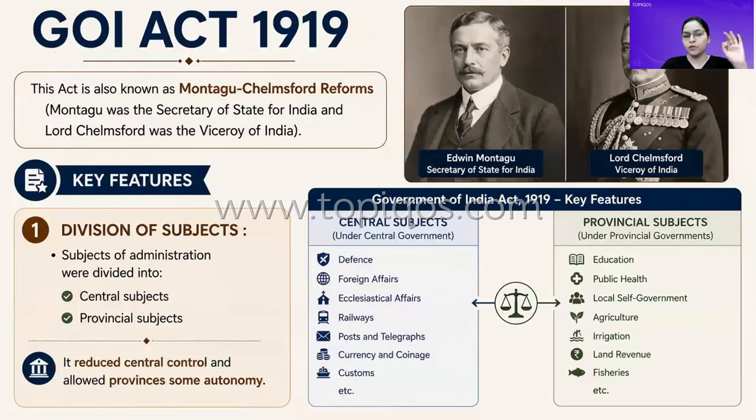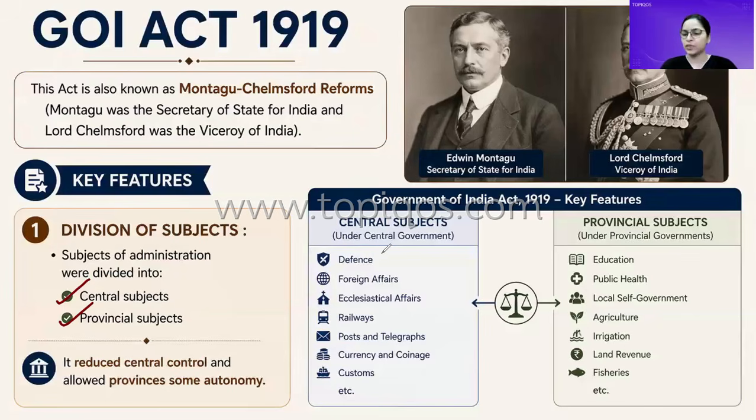The first key feature of this act was the division of subjects. The subjects of administration were divided into two parts, central subjects and provincial subjects. I hope you have studied in polity that there are different lists in our country: a federal list, a state list, a concurrent list. If a subject is a central subject, the central government will make law on it. So the viceroy and the national government will make law on the central subjects, and the different provinces will make laws on the provincial subjects. That is the difference between the central subject and the provincial subject.